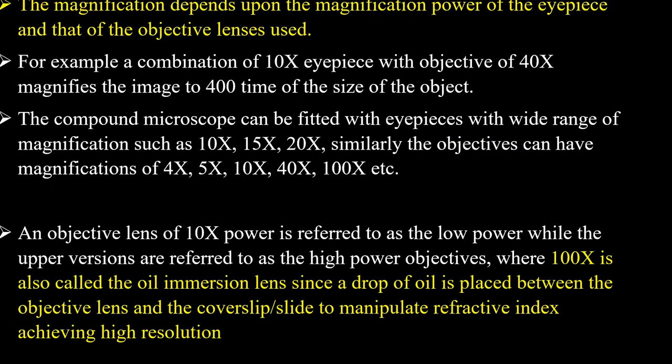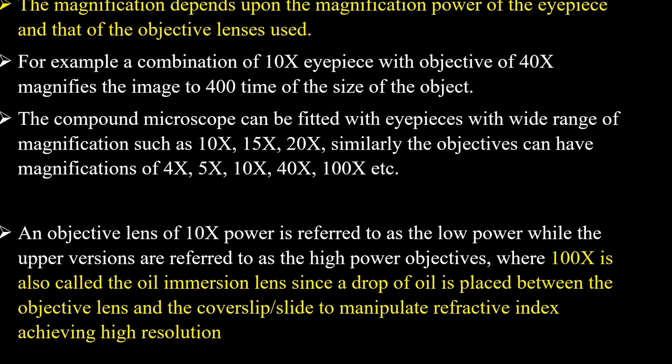The magnification depends upon the magnification power of the eyepiece and that of the objective lens which is used. For example, a combination of a 10x eyepiece with an objective of 40x magnifies the given image to 400 times the size of the object, that is 10 into 40x. The compound microscope can be fitted with eyepieces with a wide range of magnification such as 10x, 15x, 20x.